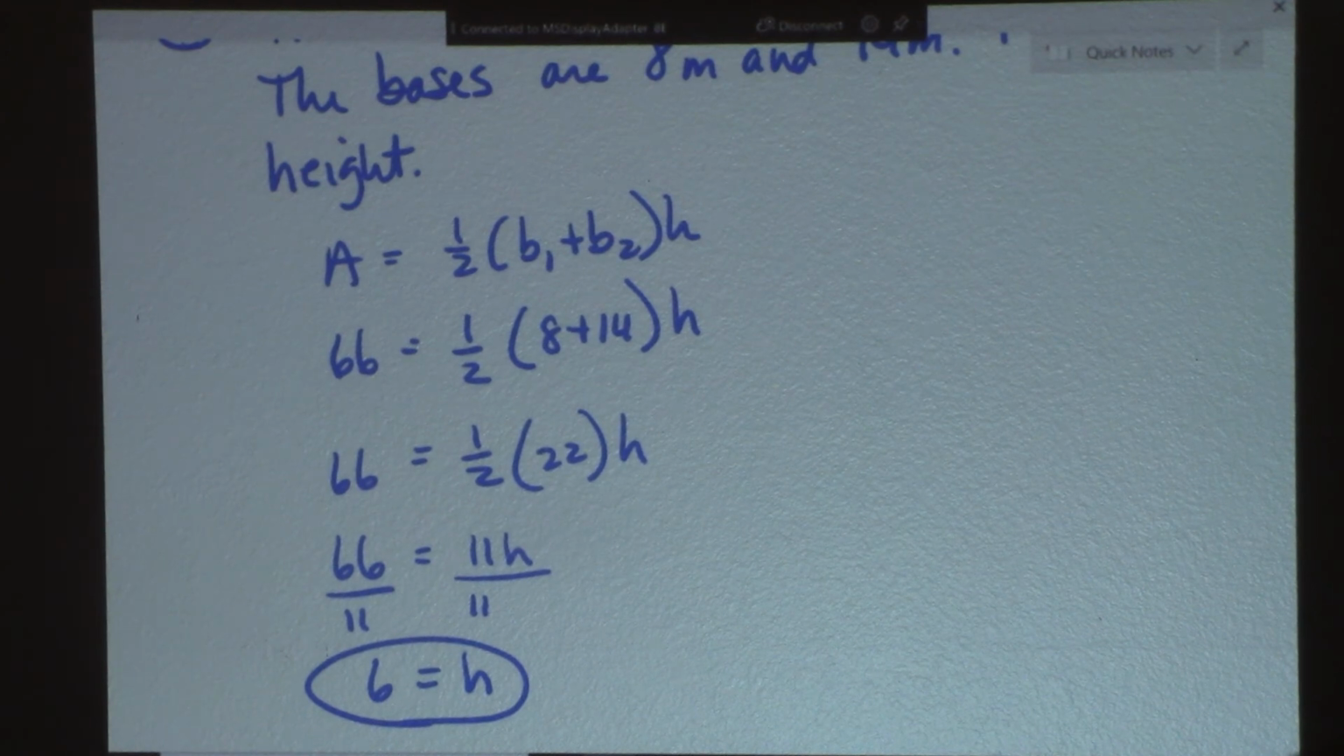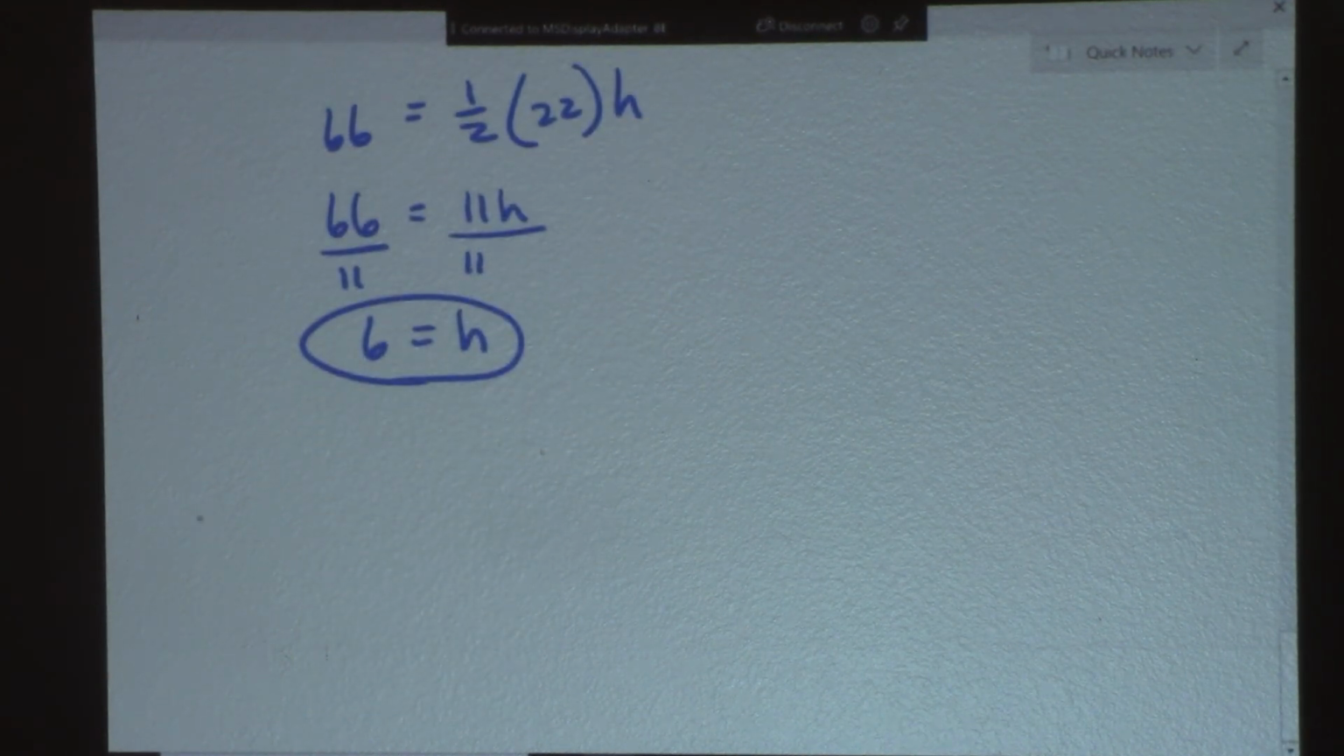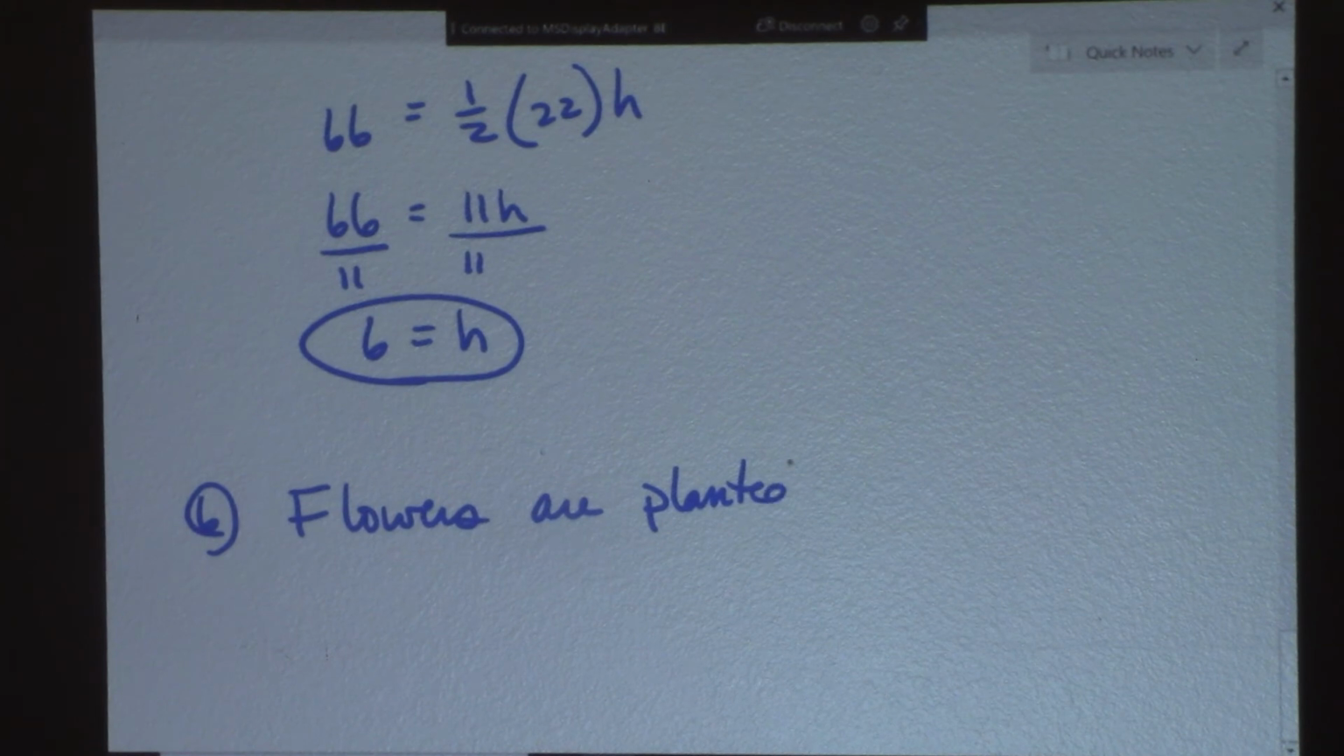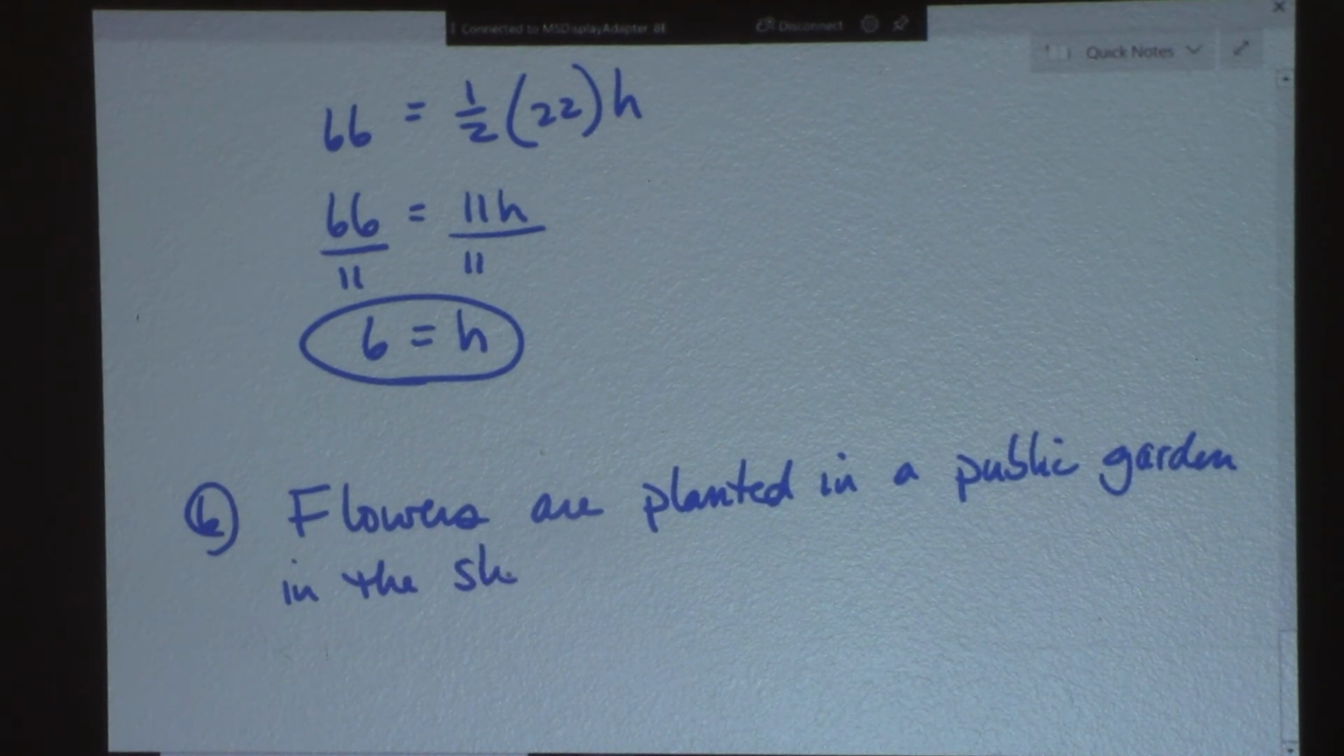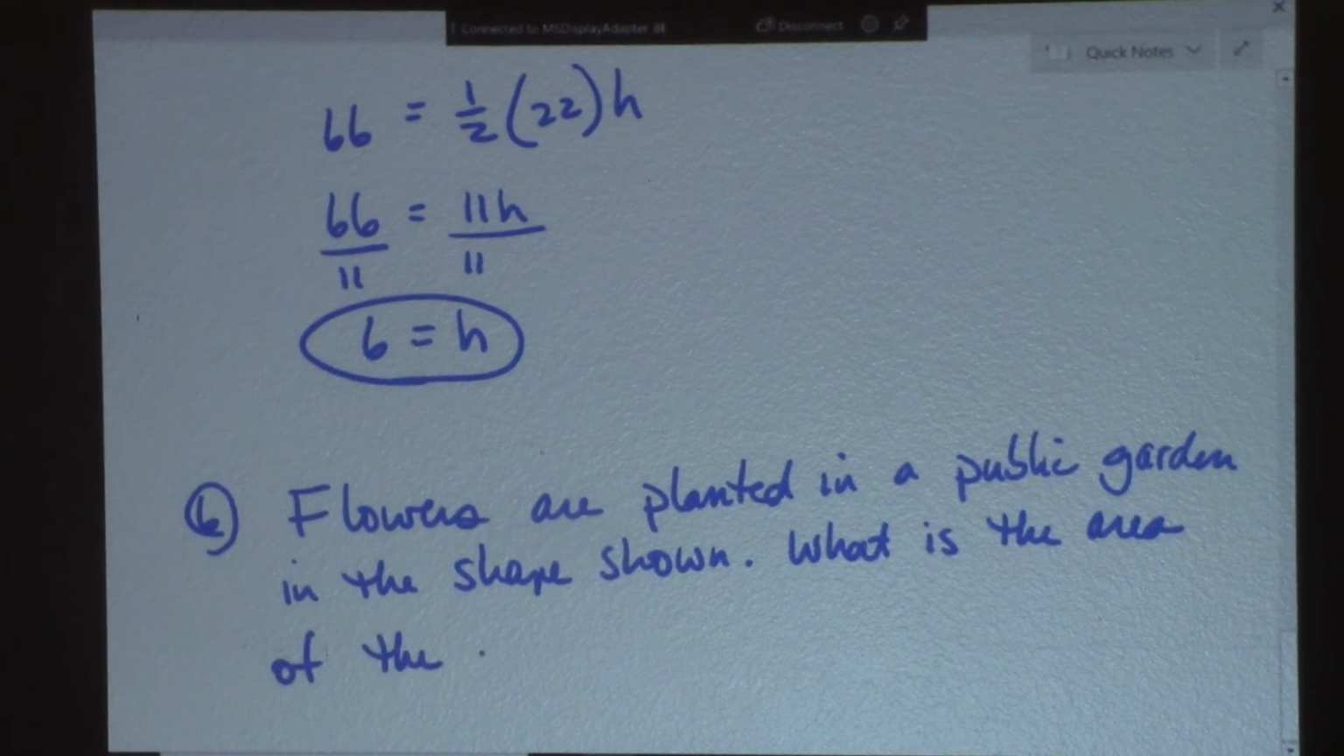All right, last one before the OIOs, number 6. Flowers are planted in a public garden in the shape shown. What is the area of the garden? Of the garden.